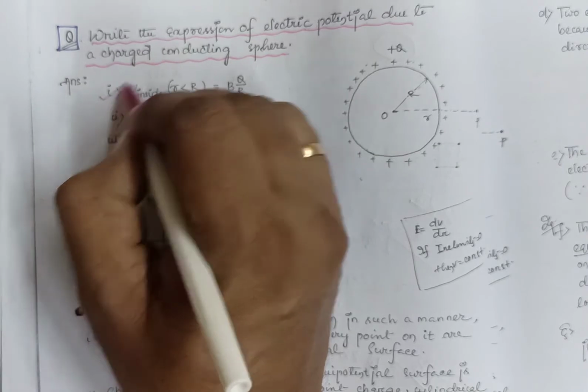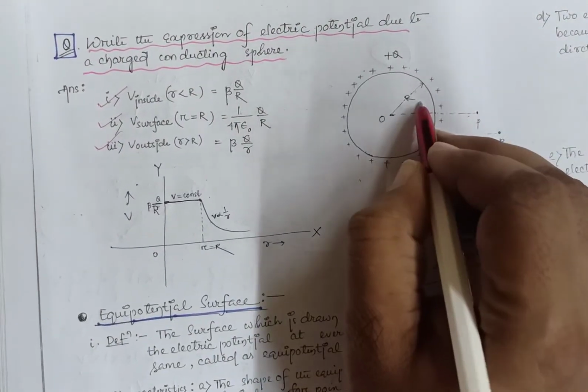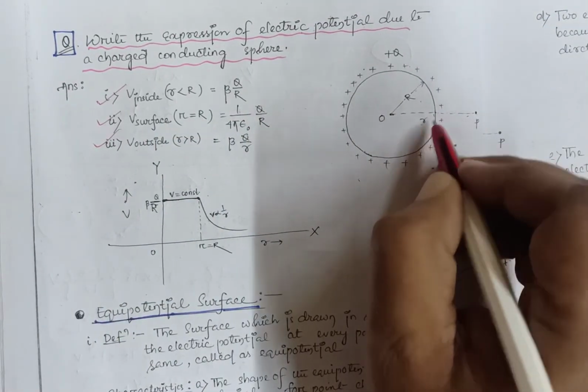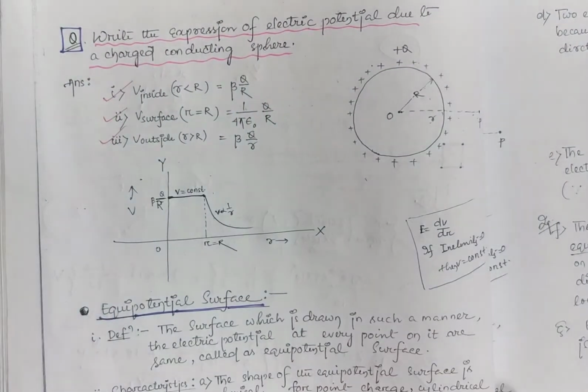I have put 3 formulas. Inside means small r is less than capital R. On the surface means small r is equal to capital R. Outside means r is greater than R. First, remember this formula.